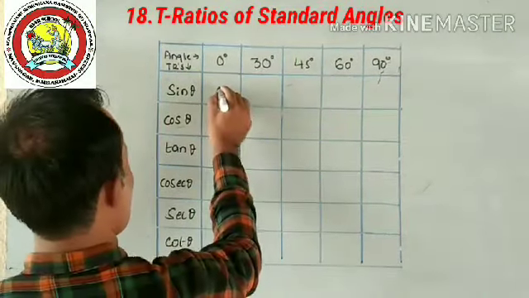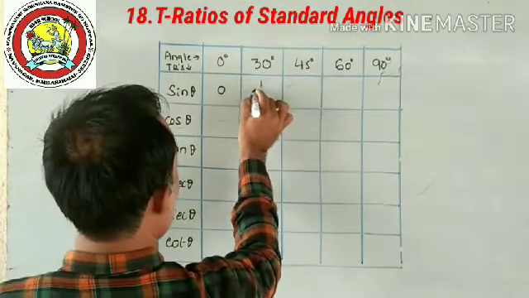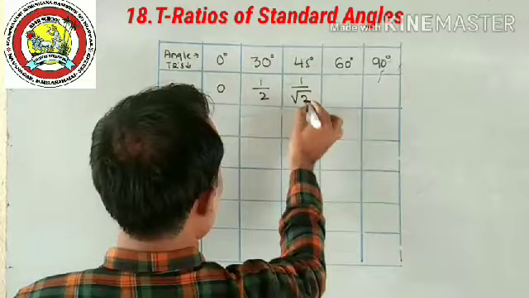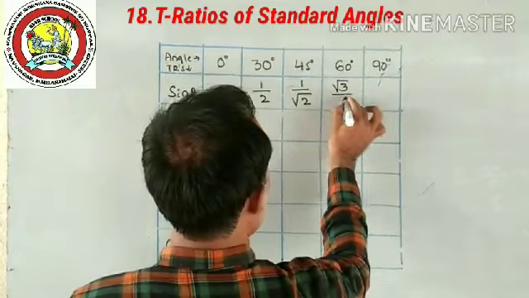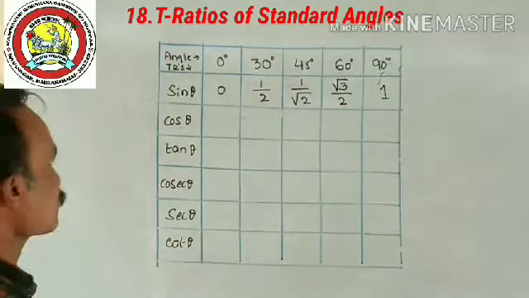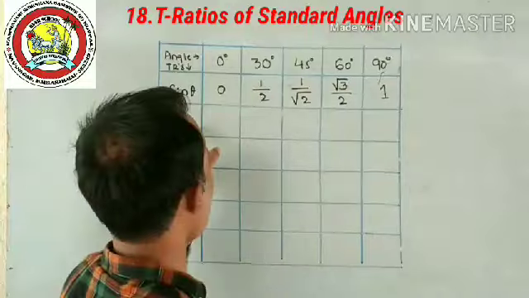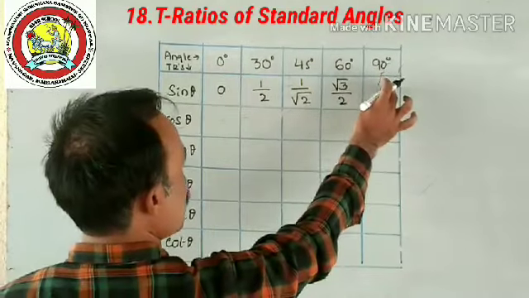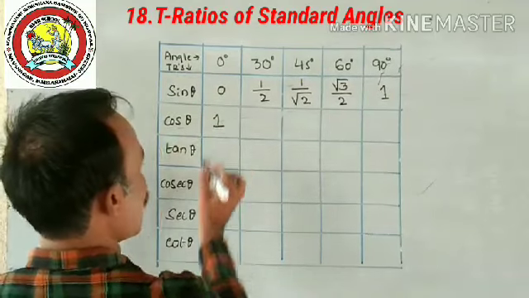First, sine 0 is 0. What is the value of sine 30? 1 divided by 2. Sine 45, 1 divided by root 2. Sine 60, that is root 3 divided by 2. What is the value of sine 90? 1. For cos, write in reverse order and we will get the cos values. Cos 0 is the same as sine 90, that is 1.